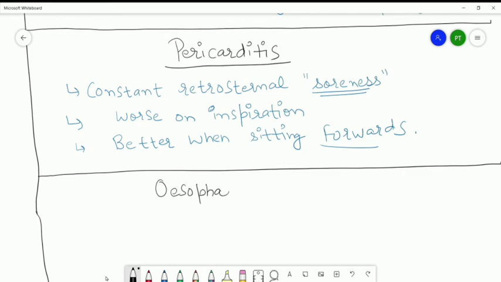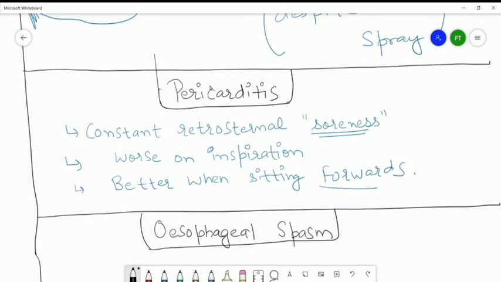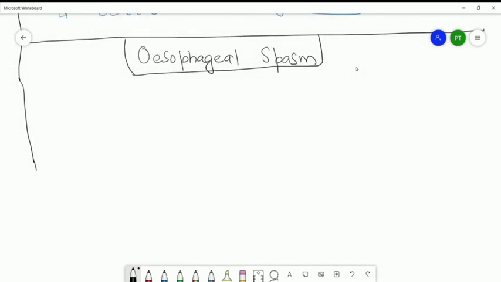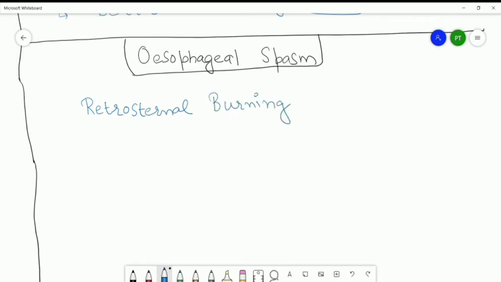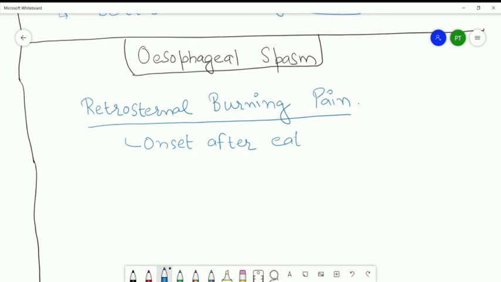Now we have esophageal spasm, right? So esophageal spasm is not very severe, but you will detect it sometimes with the obvious history of dysphagia, or difficulty in swallowing, or odynophagia, that is pain during swallowing. So we have retrosternal burning pain. Retrosternal burning pain. So this is our sensation and our site.